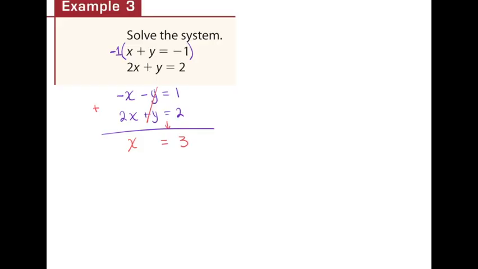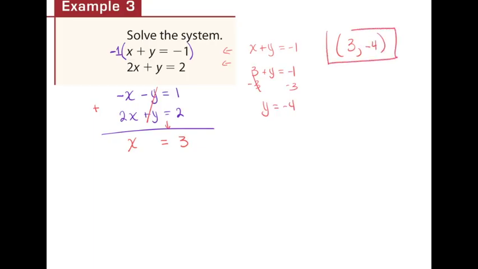Now, as all of these are, I only have one of my two variables. I can go back to either of my original equations and I can plug it in. So if I have x plus y equals -1, and I know what x is, 3 plus y equals -1. Solve for that by subtracting my 3. Y equals -4. And now I have my entire solution, 3, -4.